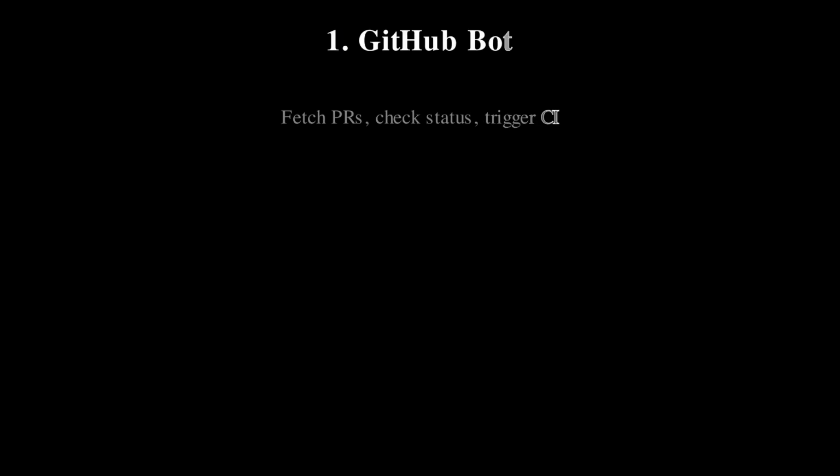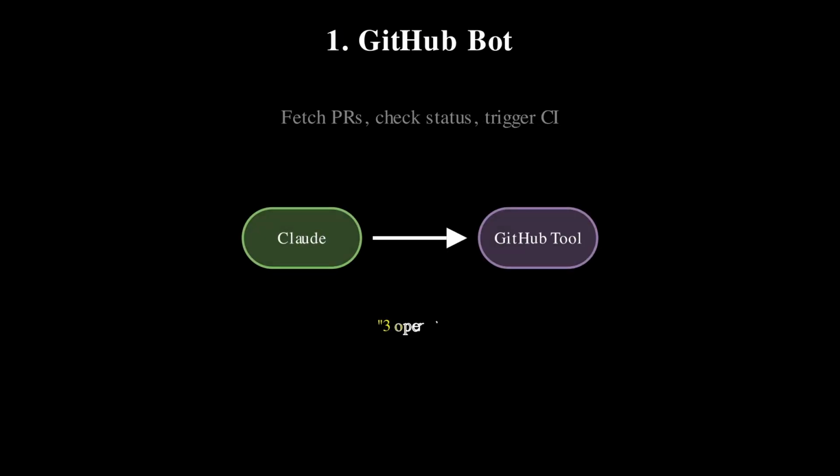Use case 1, GitHub bot. A plugin that fetches open pull requests, checks PR status, or even triggers CI jobs on a repo. You register your tool once. Claude calls it like a native function.